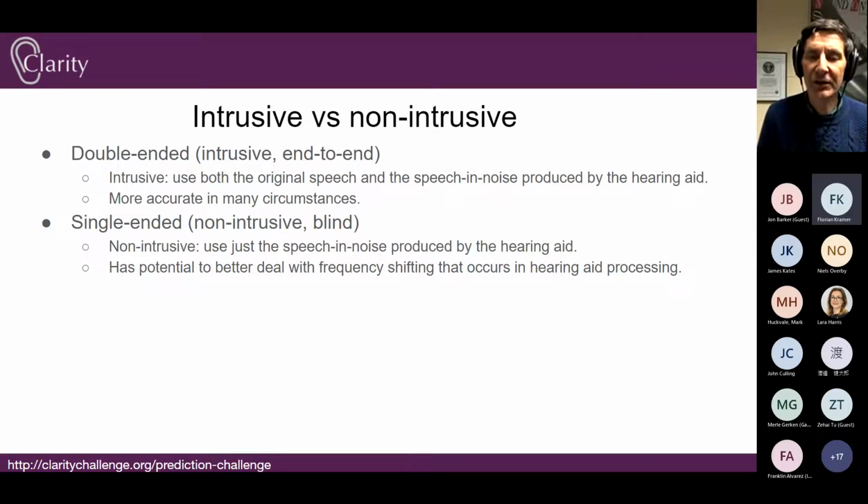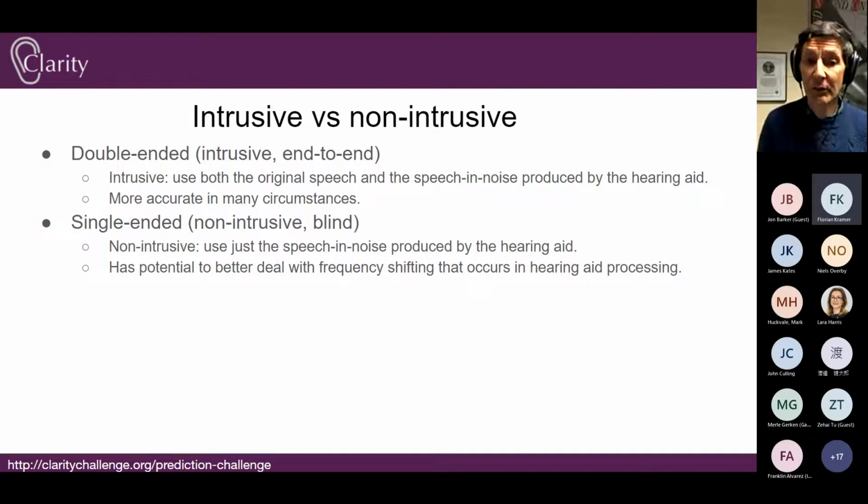So basically, there are two broad classes which have various different names: intrusive, or double-ended, or end-to-end, meaning you have both the original speech and also the speech in noise produced by the hearing aid. In general, you'd expect those to be more accurate in most circumstances because you can compare the output to the input. You can compare the degraded speech to the original speech, and so it tends to be the most common method.